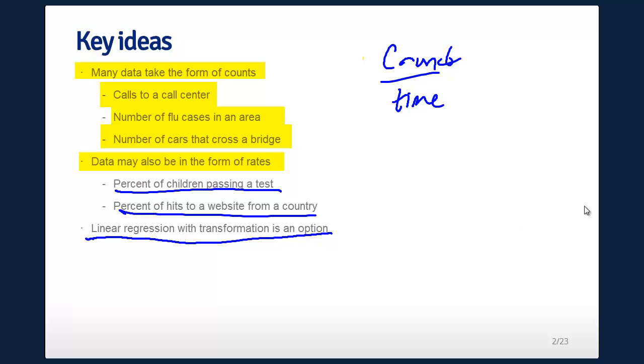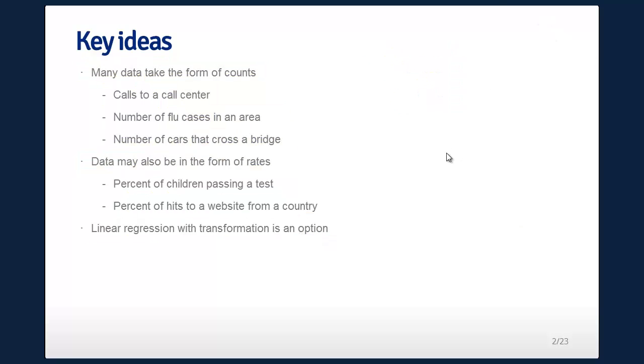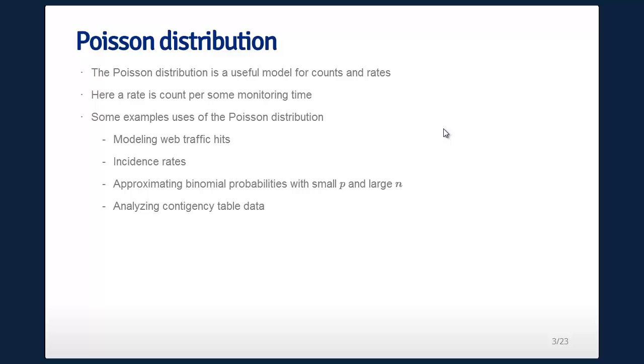Linear regression with transformation is an option, and we'll go over logging the outcome just because it's an important special case. So the Poisson distribution is a particularly useful distribution for modeling counts or rates. Here I'm defining a rate as a count per some monitoring time. Some examples of the Poisson distribution: web traffic hits, incidence rates in epidemiology, binomial type processes with small p and large n. And there's a huge use of Poisson models for analyzing contingency table data.